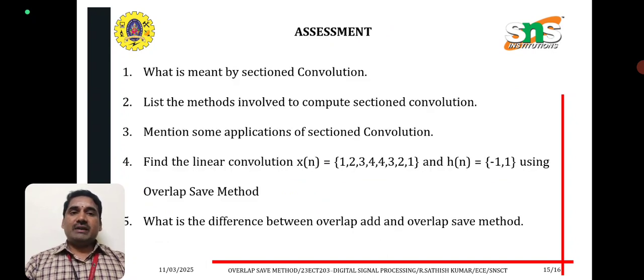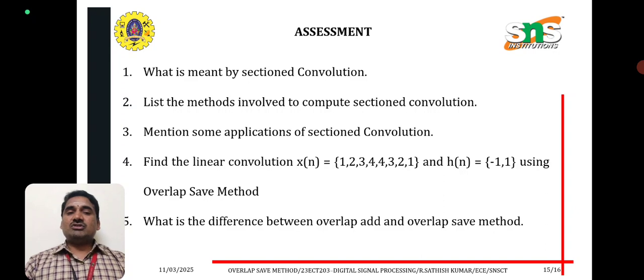What is meant by sectioned convolution? Sectioned convolution means the larger sequence is split or sectioned into the size of smaller sequences. List the methods involved to compute sectioned convolution: overlap add method and overlap save method. Mention some applications of sectioned convolution. It is used in communication and signal processing to remove the noise during transmission by using filters.